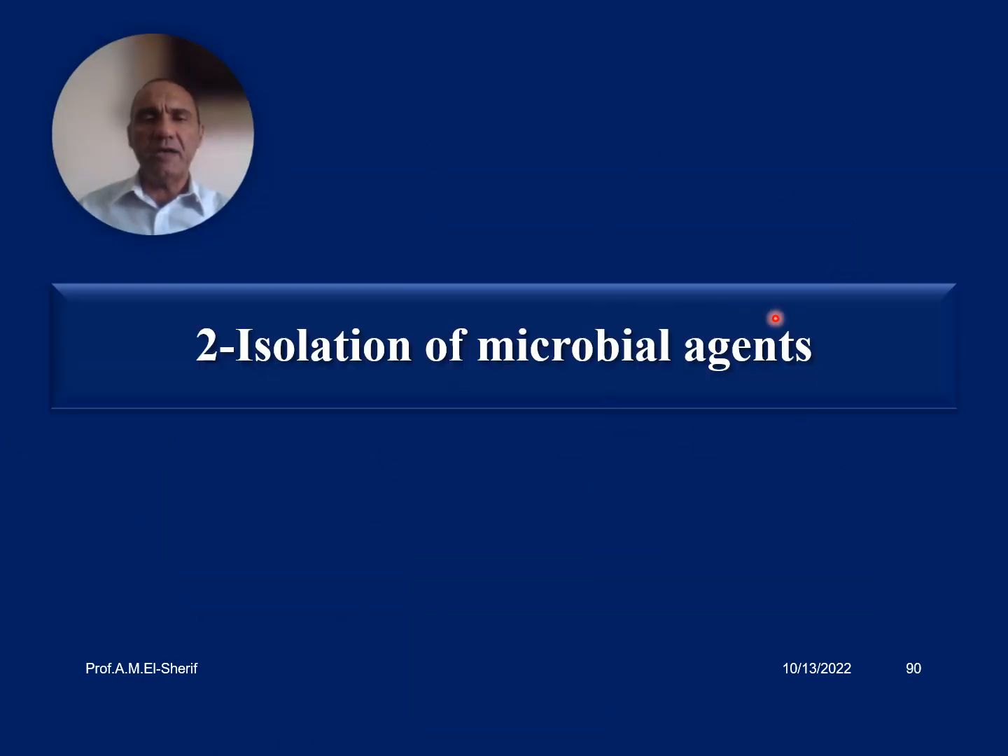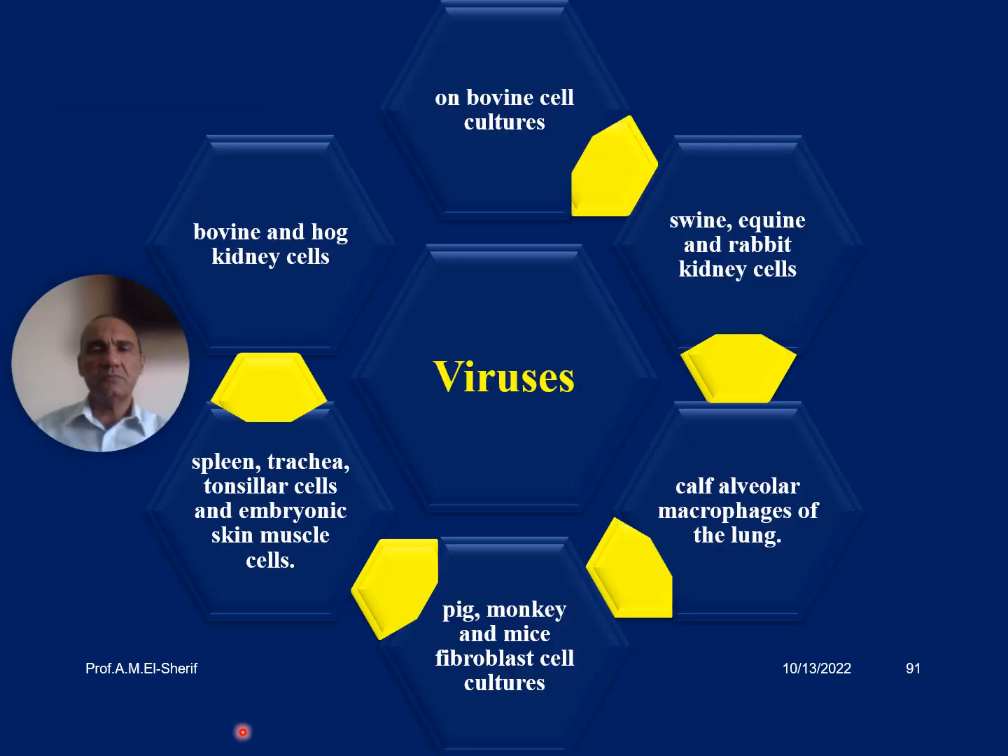Isolation of microbial agents. In case of viruses, we can isolate the different aspects and different pathogens of the virus on the following cell cultures: bovine cell cultures, swine, equine, and rabbit kidney cells, calf alveolar macrophages of the lungs, pig, monkey, and mice fibroblast cell cultures, spleen, trachea, tonsillar cells, and embryonic skin cells.